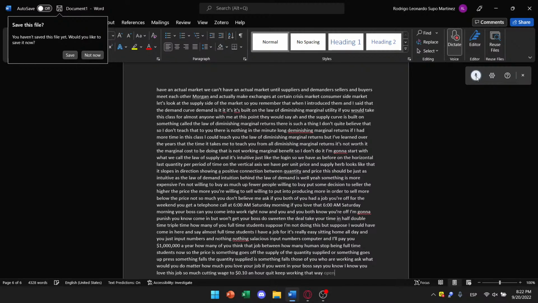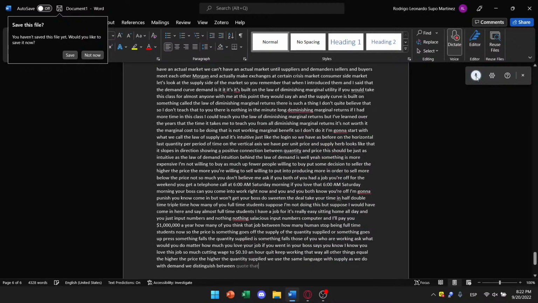All other things equal, the higher the price, the higher the quantity supplied. We use the same language with supply as we do with demand. We distinguish between quantity supplied and supply, and we distinguish between them in the same way that we do on demand curves. So a supply curve shows all the different quantities supplied at different prices.